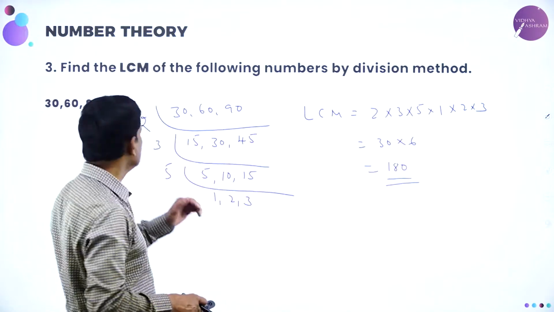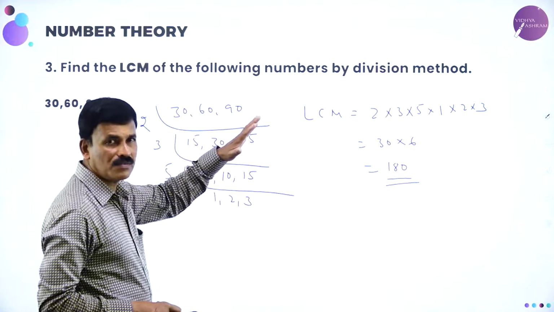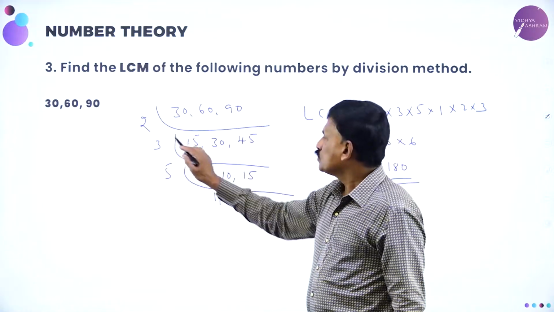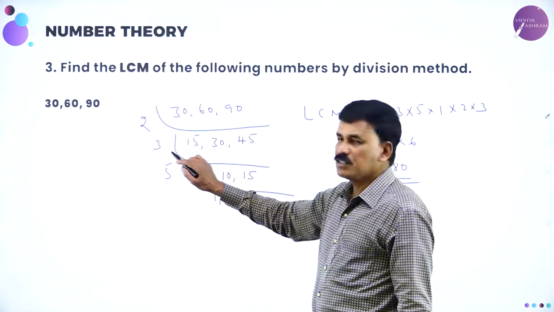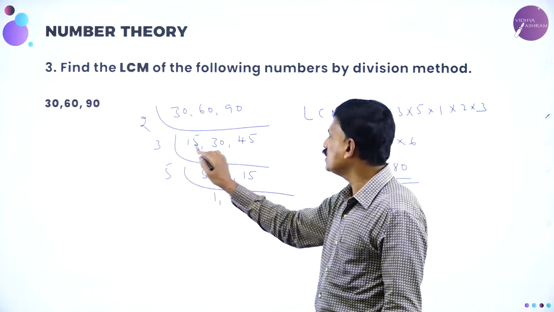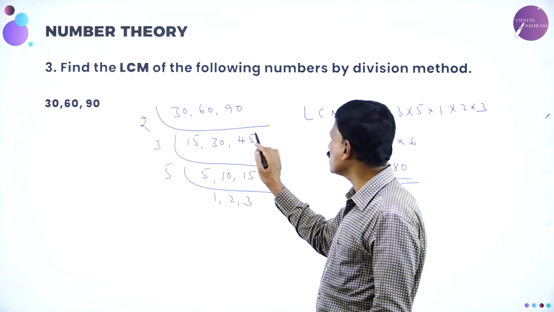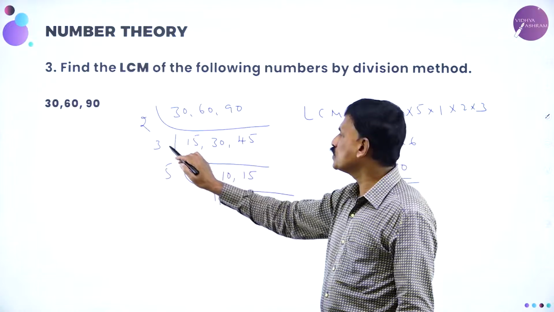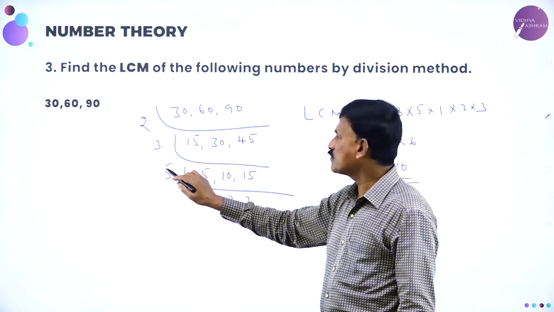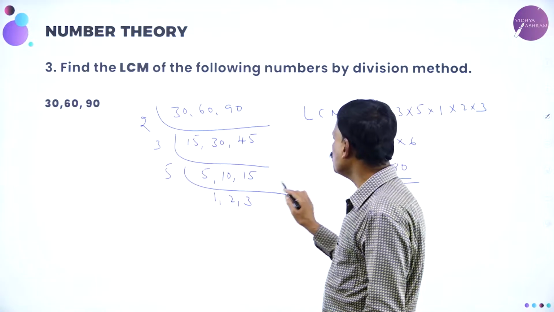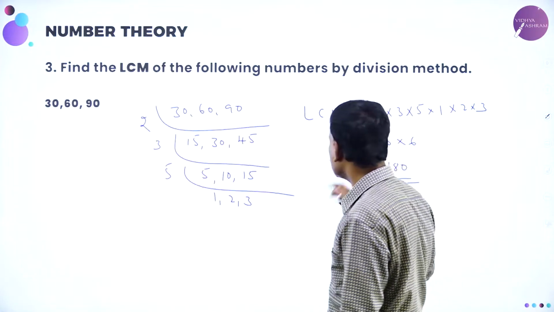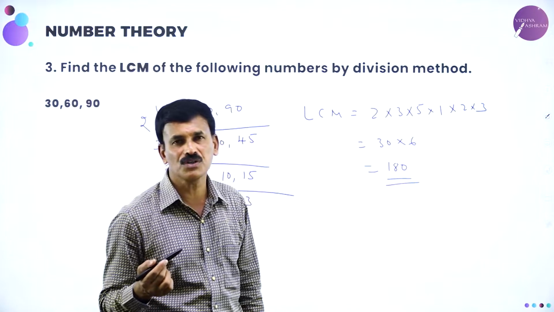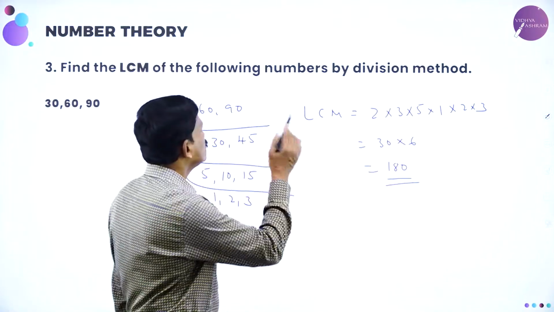Very simple. See here, write 30, 60, 90 in the first line and divide by 2. Then divide by 3: 3 5s are 15, 3 10s are 30, 3 15s are 45. Again by 5: 5 1s are, 5 2s are, 5 3s are. 2 into 3 into 5, 2 3s are 6, 6 5s are 30, 30 into 6 is 180, the required LCM. Hope you followed. This is how we find the LCM by division method.